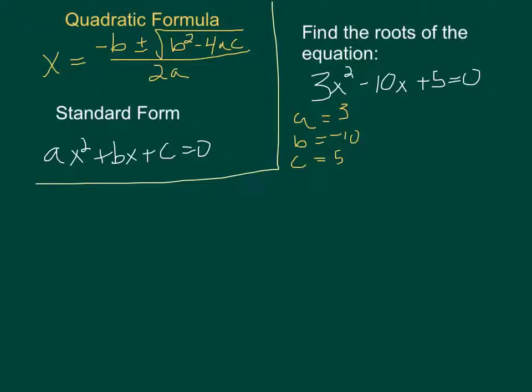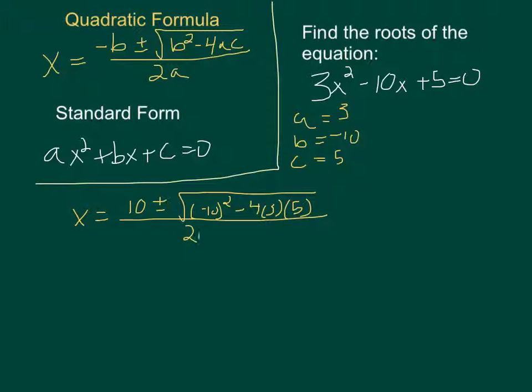Now our goal is to substitute this into the quadratic formula. So we end up with x equals opposite b, same thing as negative b, so double negative or opposite of negative 10 would be positive 10, plus or minus the square root of b squared, so negative 10 squared, minus 4 times 3 times 5, all over 2 times 3.